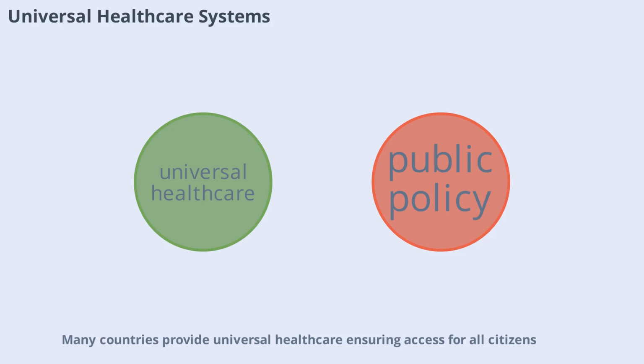Many countries provide universal healthcare, ensuring access for all citizens. These systems use different models from single-payer to mixed public-private approaches. We'll compare how universal systems manage supply, demand, and costs and what lessons they offer.